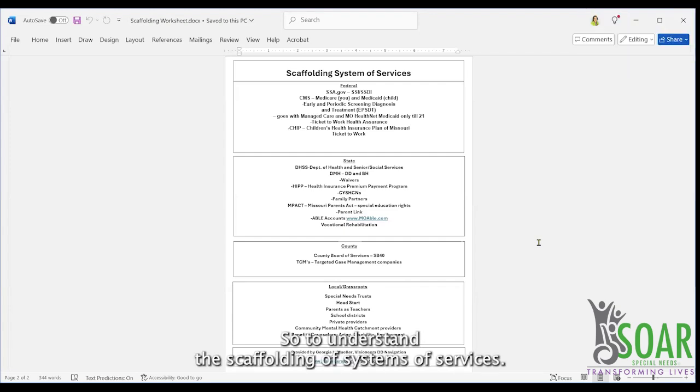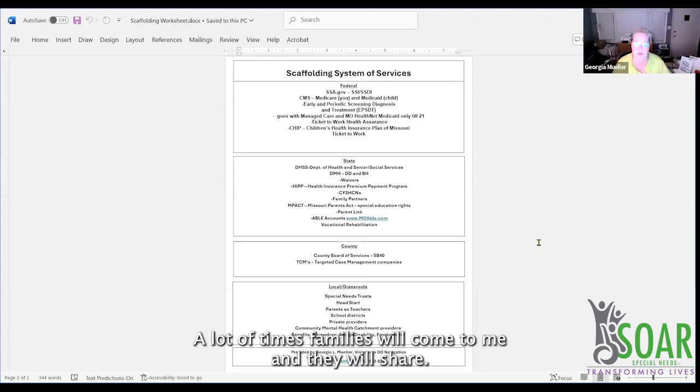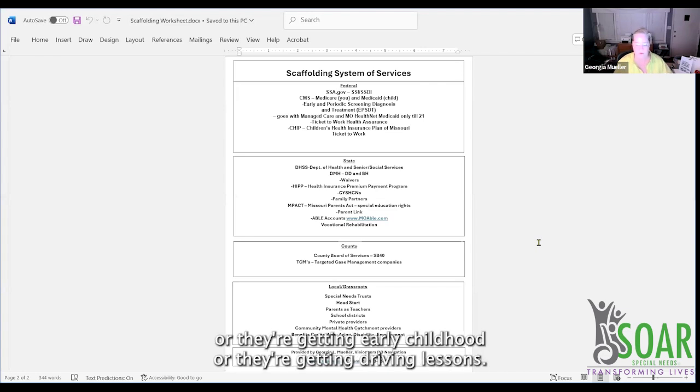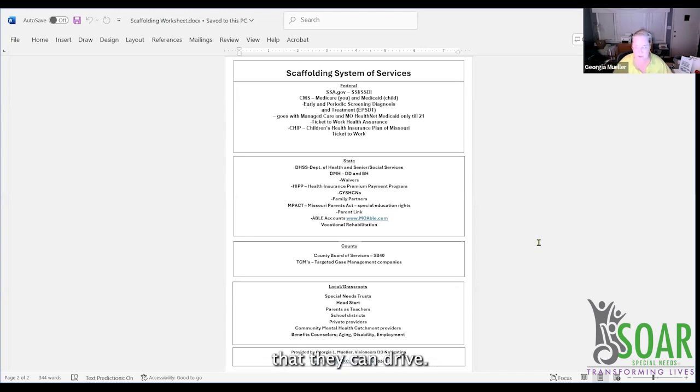So to understand the scaffolding of systems of services, a lot of times families will come to me and share, oh, we're using Ability KC. I'm like, great. And they know that they're getting therapy, or early childhood, or driving lessons if they're individuals of the age that they can drive. They may be getting rehabilitative services, they may be getting employment services, but they don't know what Ability KC is.